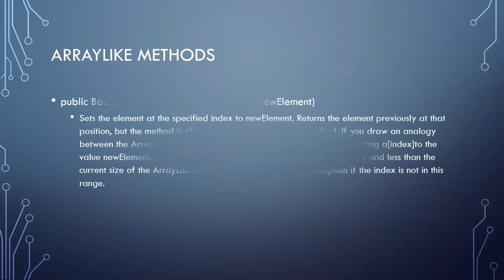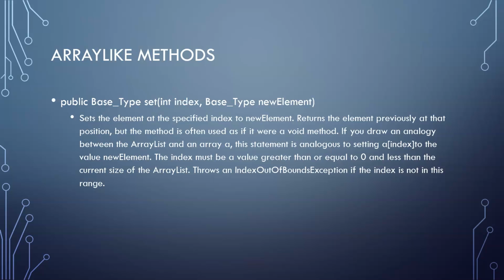Now you also have array-like methods, the first of which is the public base type set. This takes your index and the base type of the new element. It sets the element at the specified index to the new element and returns the element previously at the position, but the method is often used as if it was a void method because you're not expecting a return. Now, if you draw an analogy between the array list and an array A, this statement is equivalent to setting A of index to the value of new element.